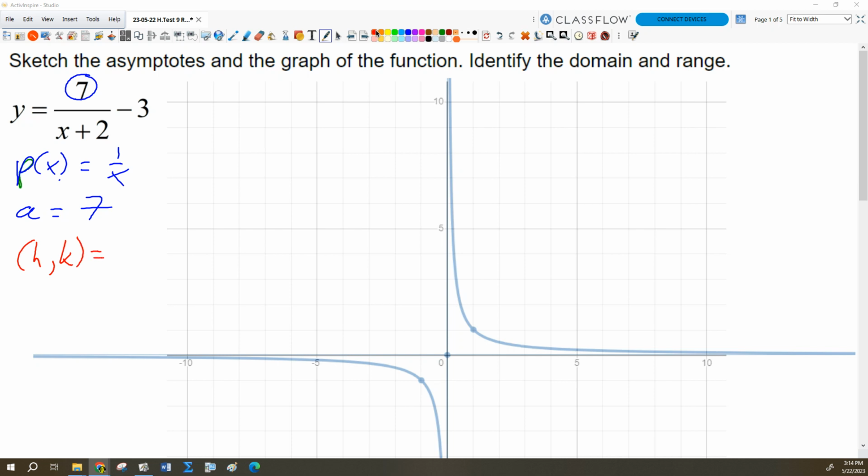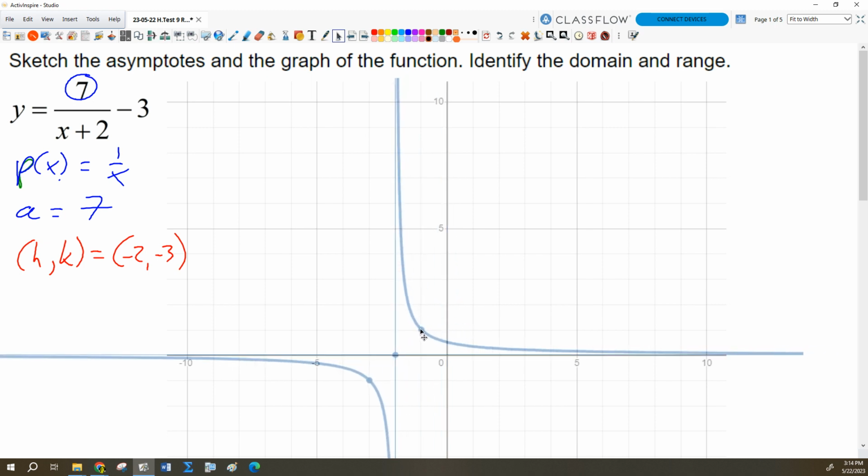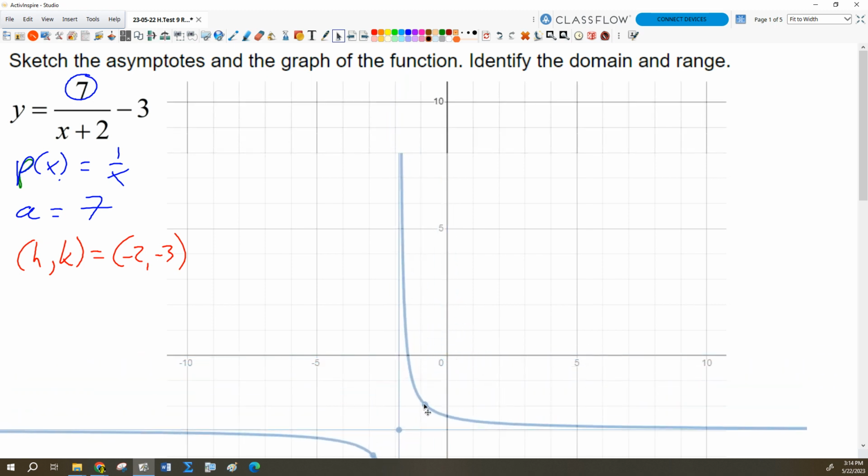So h and k, what were the values of h and k? -2, -3. Good. So what's that telling me I'm going to do with my parent graph then? h and k tell me what? Left 2, I'm hearing. Down 3, so we go right to there. Perfect. That gets us to there.